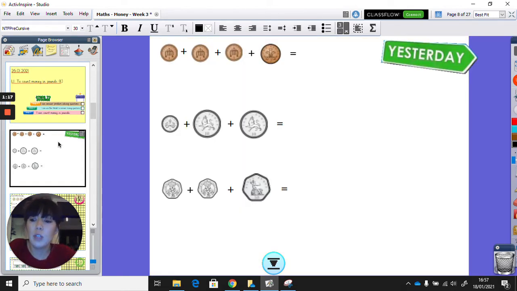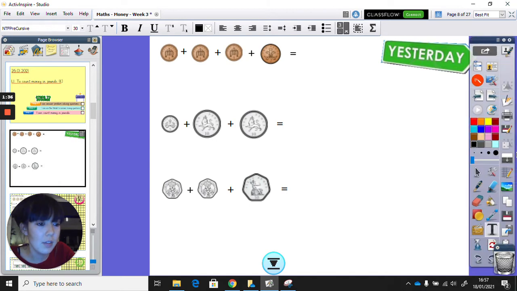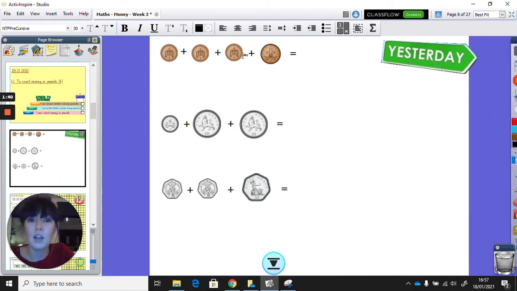As usual, we start off with yesterday, so something that we learnt previously that will help us in our lesson today. I'd like you to pause the video here and add up these amounts of money, please, and write down the answer. So, what did you get? Our first one, let's have a look. We've got 1p, 2p, 3p, 4p, 5p, because that one is worth 2. So in total, we have got 5p there.